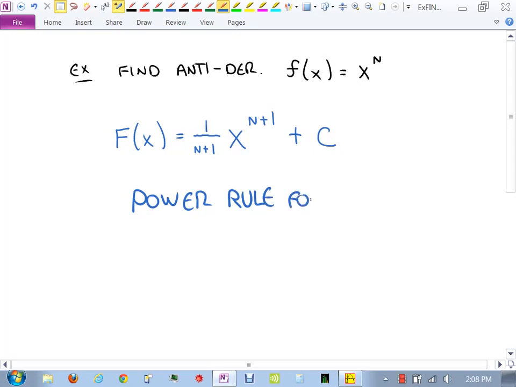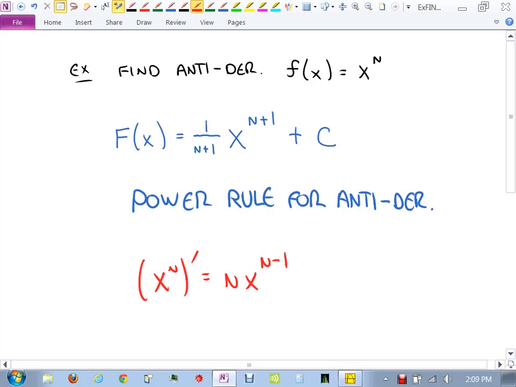This is known as the power rule for antiderivatives. Remember, we had the power rule for differentiation, right? Do you remember the power rule when we take derivatives? What's the derivative of x to the n? n x to the n minus 1. Remember that? Now, this is the rule for going backwards. If you start with an x to the n, and you want to go backwards, you have to do 1 over n plus 1 times x to the n plus 1.